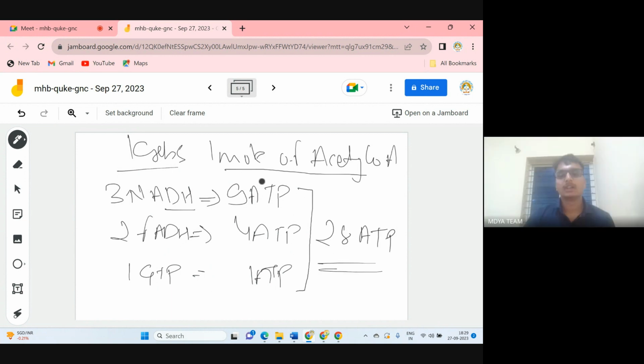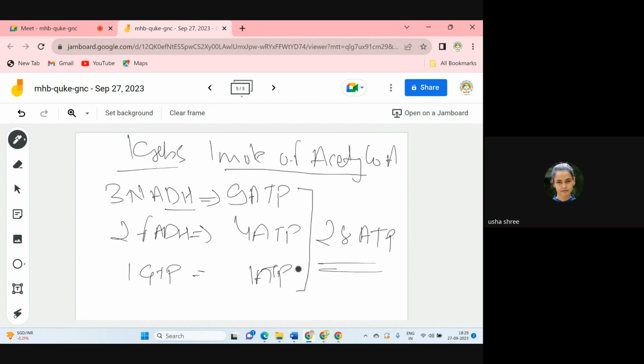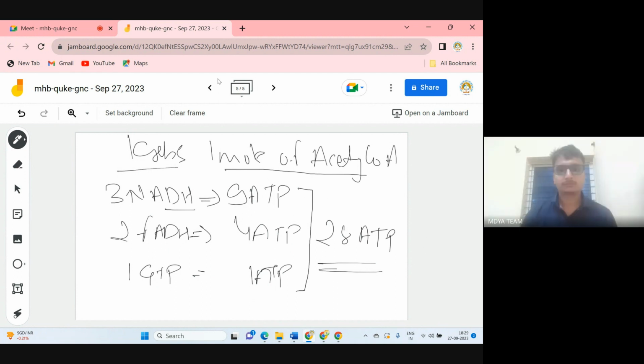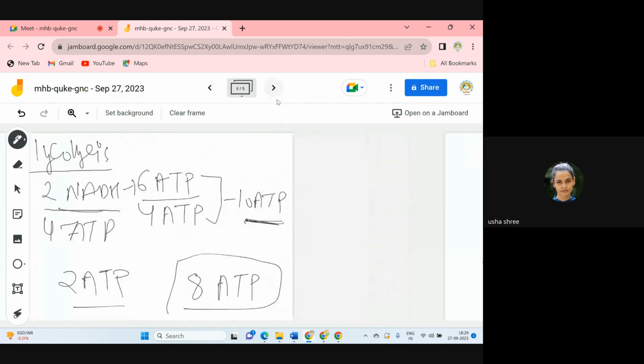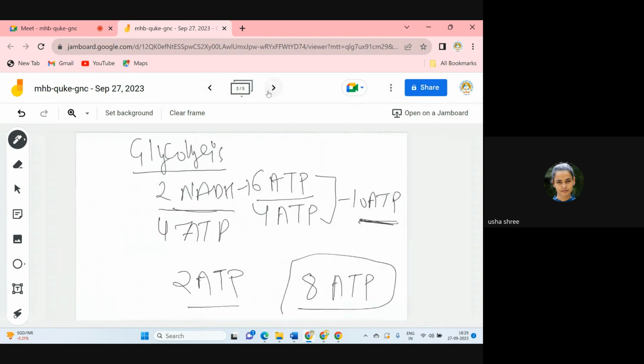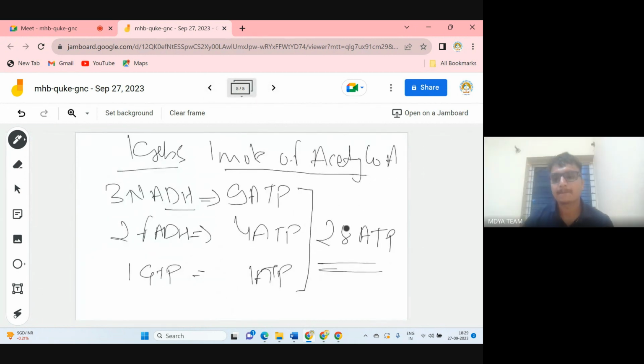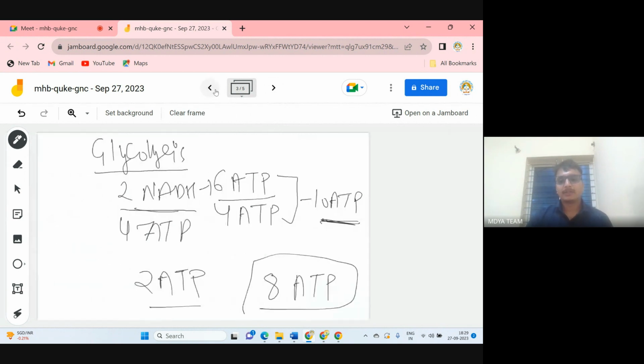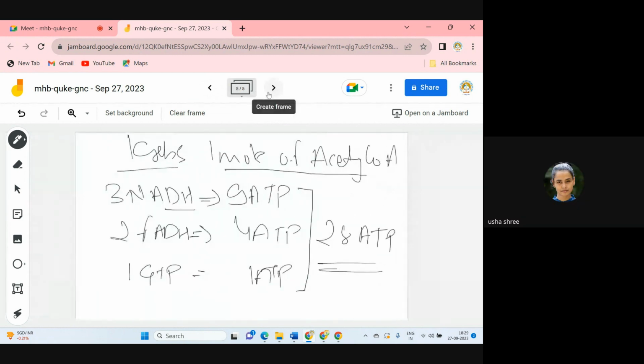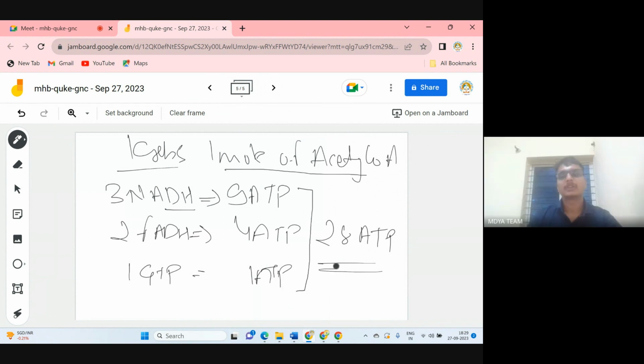So from the glycolysis step, we have 8. From the pyruvate oxidation step, we have 6, which is 14. And from the Krebs cycle, we have 14 again. So the total number of ATP will be 28 because we have 2 cycles going on. That's why we have 28 plus 28, 42. No, not 28 plus 28.